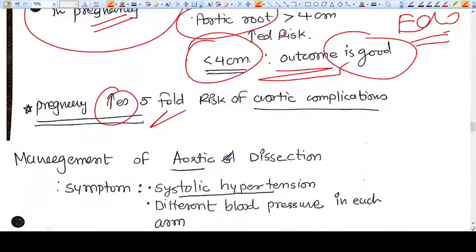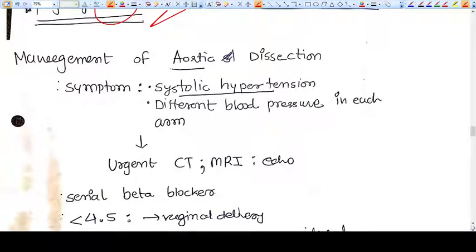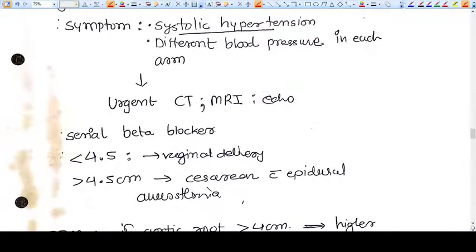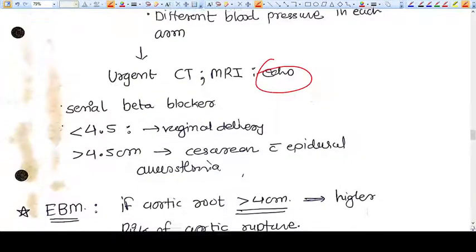Now, management of aortic dissection. You know what the symptoms are: systolic hypertension, differential blood pressure in each arm, urgent pain in the chest. These are the aortic dissection symptoms. What do you do, how to diagnose? Higher imaging is required: CT, MRI, 2D echo.